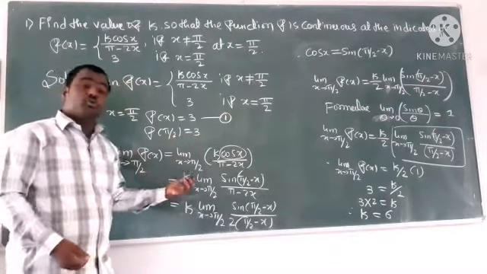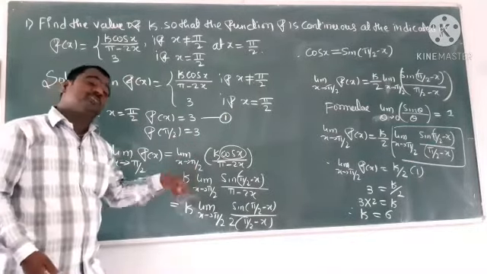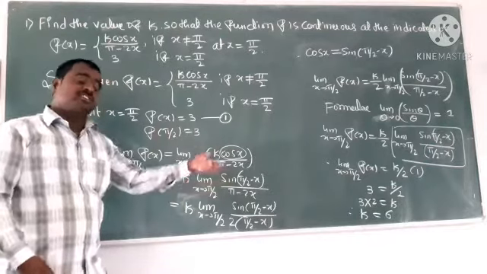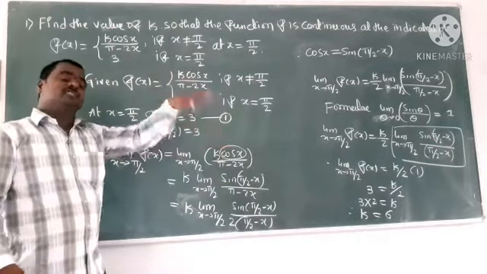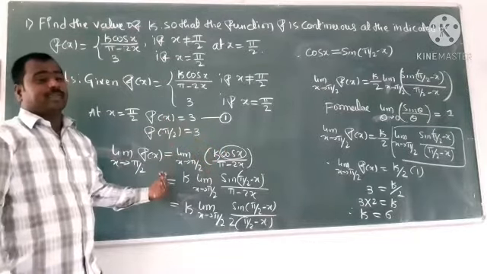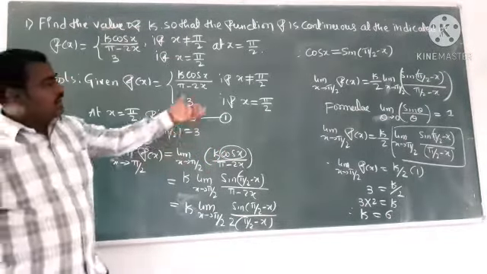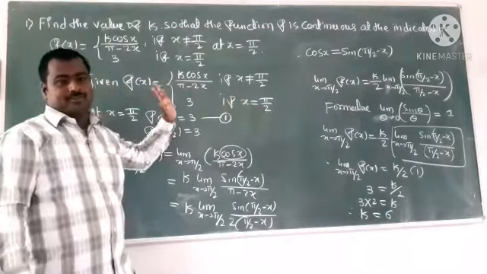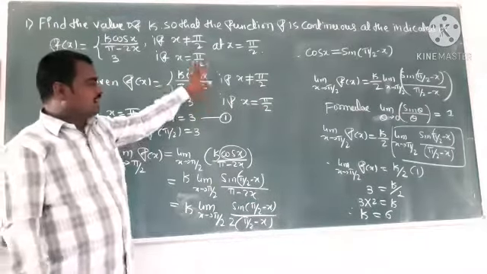Otherwise, you are going to put x is equal to pi by 2 plus h. So h tends to 0, which means x is shifting, minus h, plus h. These two apply for the limit. So it is a direct method for the finals, right? So try to understand these problems.